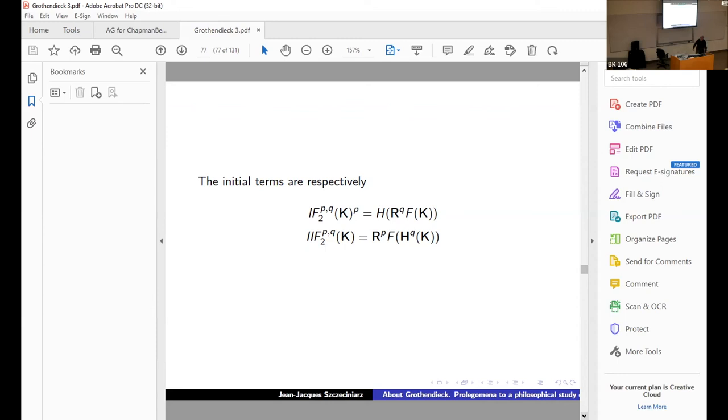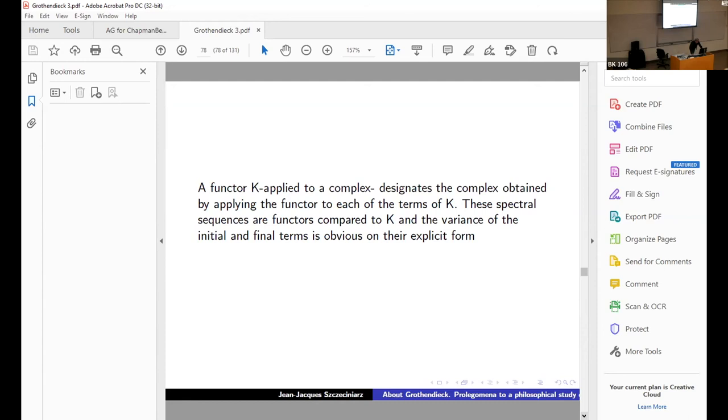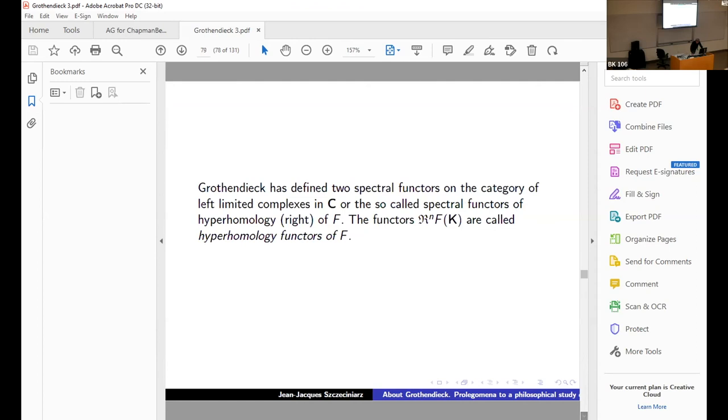A functor can be applied to a complex by applying the functor to each of the terms of K. These spectral sequences are functorial with respect to K, and the variance of the initial and final terms is obvious in this explicit form.